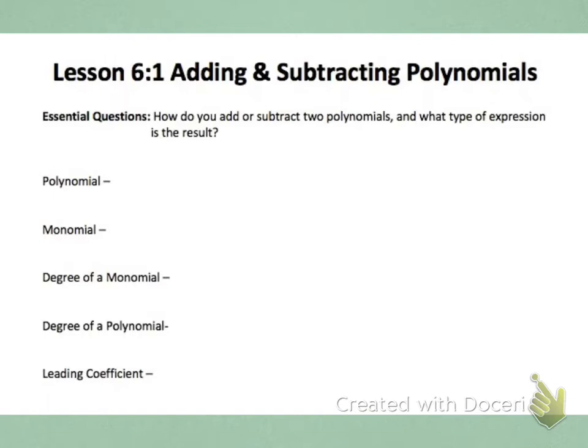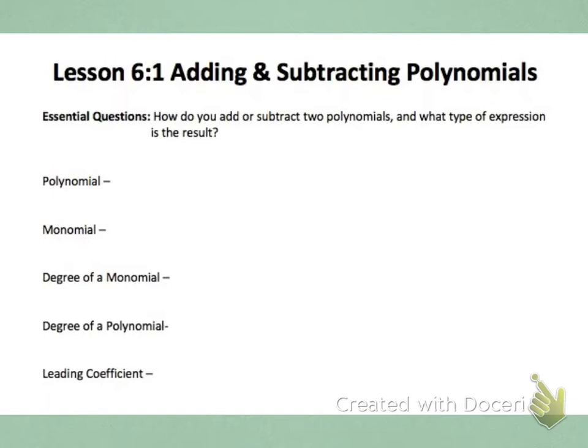In this lesson, we're going to answer the question, how do you add or subtract two polynomials, and what type of expression is the result? So what exactly is a polynomial? Well, a polynomial expression is an expression of more than two algebraic terms, especially the sum of several terms that contain different powers of the same variable.